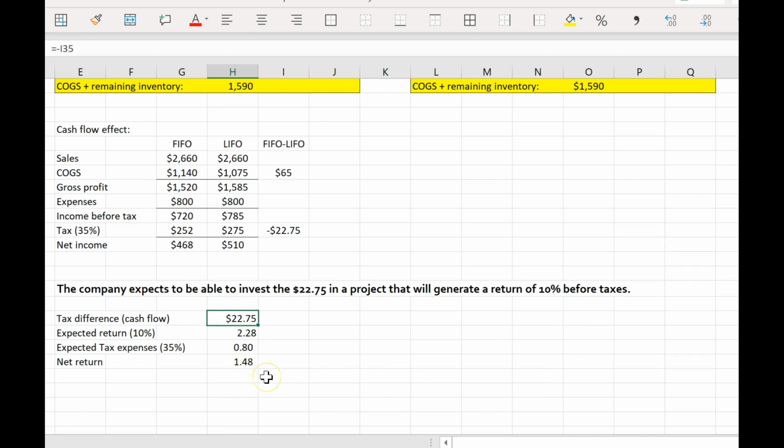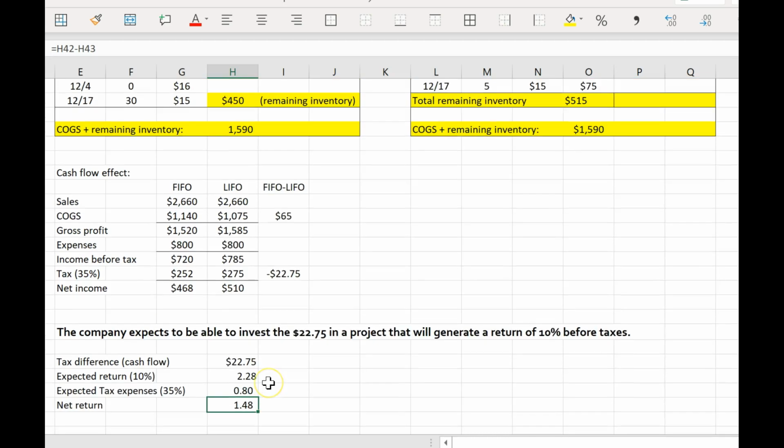Then we use this 22.75 multiplied by 10%, that's $2.28. And then after tax, the net return would be 1.48. Now first of all, you would say this is a really small amount. Yes. But if it's on the scale of a million, then it's a big amount. Second of all, some of my students would say, wait a minute, your cost of goods sold plus remaining inventory are the same across the two cases, right? Even if you're paying less tax this period, you're going to pay more cash next period.